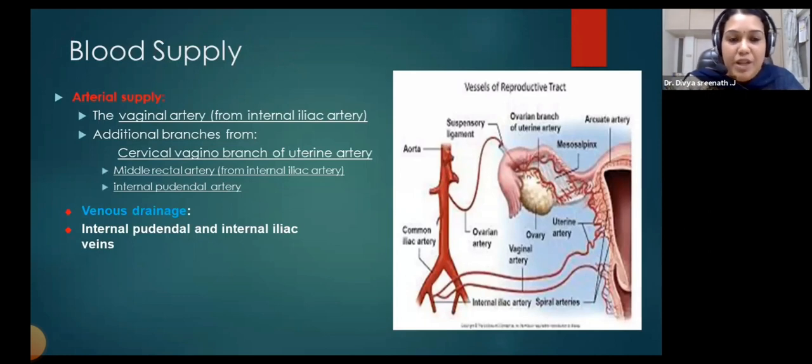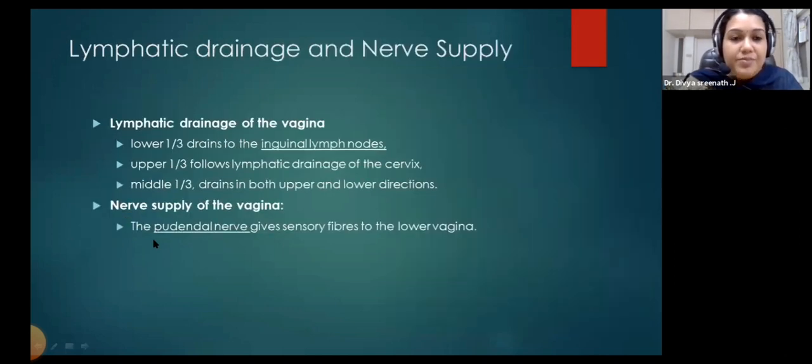Now we will move on to the blood supply of the vagina. The vagina is mainly supplied by the vaginal artery. As you can see, this is the abdominal aorta. The abdominal aorta splits into the common iliac artery, then into the internal and external iliac artery. From the internal iliac artery, the vaginal artery develops, and the vagina gets additional supply from the cervico-vaginal branch of the uterine artery and also from the middle rectal artery and internal pudendal artery. The venous drainage is mainly into the internal pudendal vein. Lymphatics are mainly drained to the inguinal lymph nodes, and nerve supply is by the pudendal nerve.